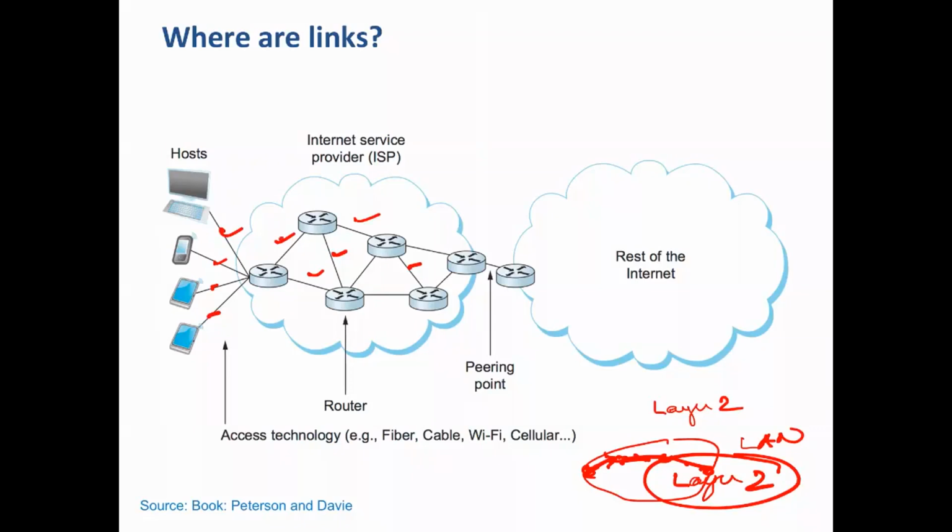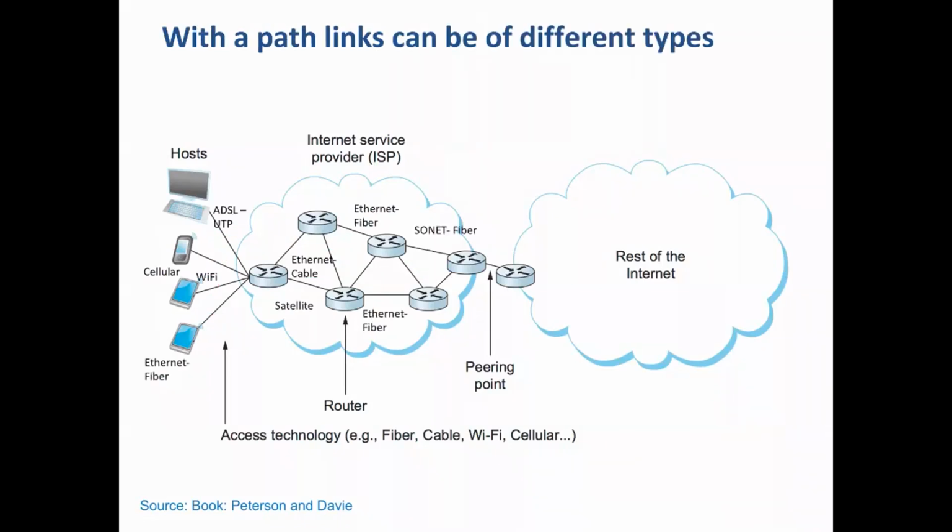Now these are the links, like Ethernet cable. This is also Ethernet fiber. SONET is another technology. It's an older technology that works on fiber. This is a satellite link. Now you have ADSL, basically creating a communication channel over a telephone link, right? You have Wi-Fi, you have cellular, 4G or 5G and so on, right? So these are all links.